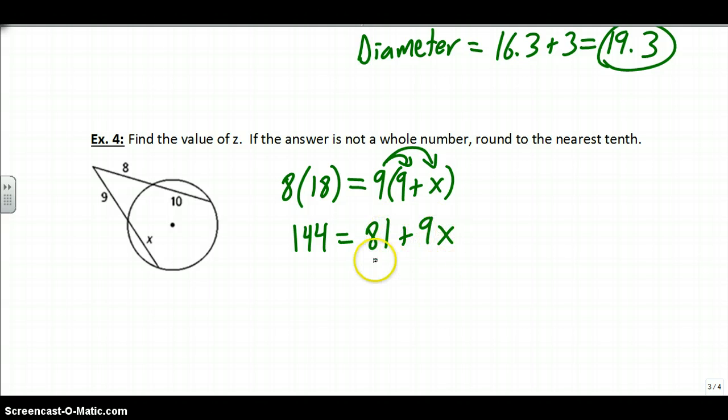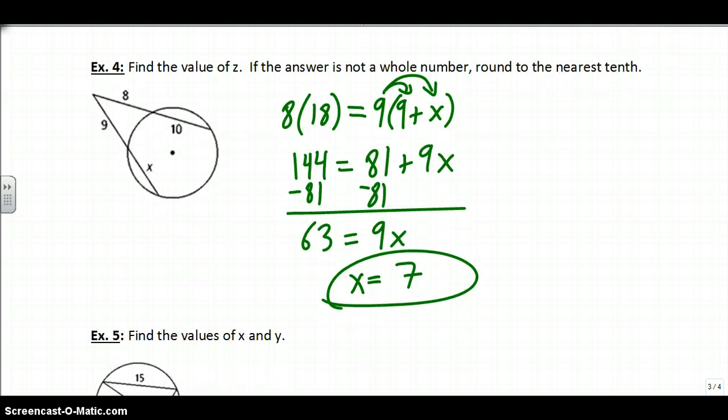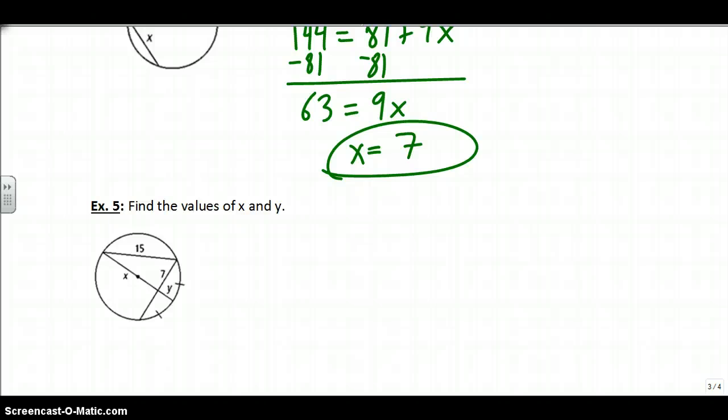Remember, I can't combine those. Algebra won't let me, right? Subtract 81. I believe you get 63 equals 9x. Divide by 9. X ends up being 7. Okay? Pretty neat stuff. It's not very difficult. Like I said, it's mostly algebra.